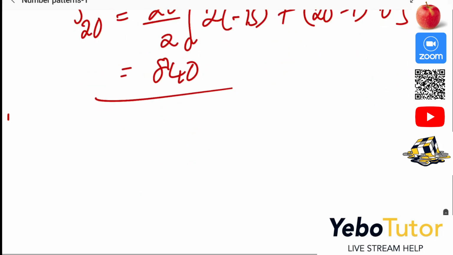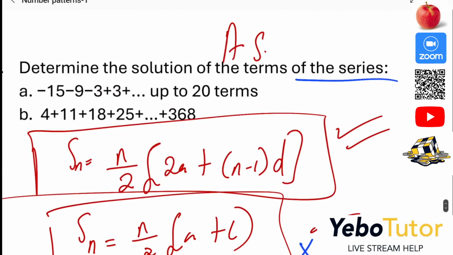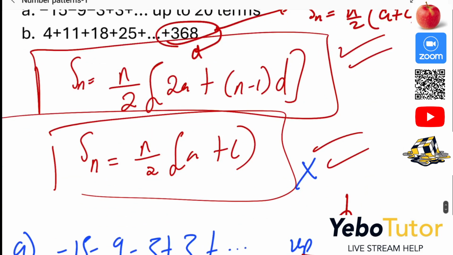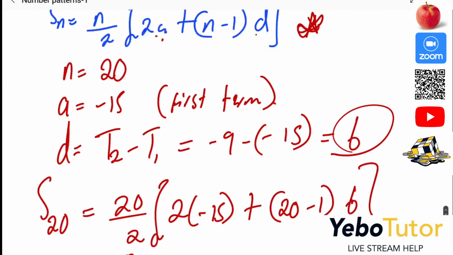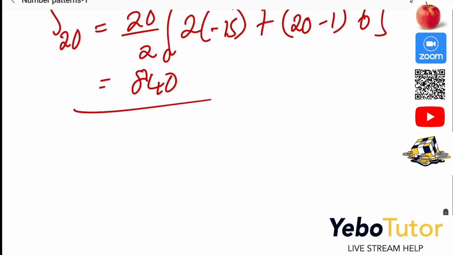Now let's look at our B part. On the B part, we are given 4 plus 11, and we are also given the last term, which means we can use the equation of the last term: Sn is equal to n over 2 multiplied by a plus the last term. Or you can even use the other one as well, but it is going to be a bit long, because we are given the last term but we don't know how many terms are in that sequence, so that we can find the n value.